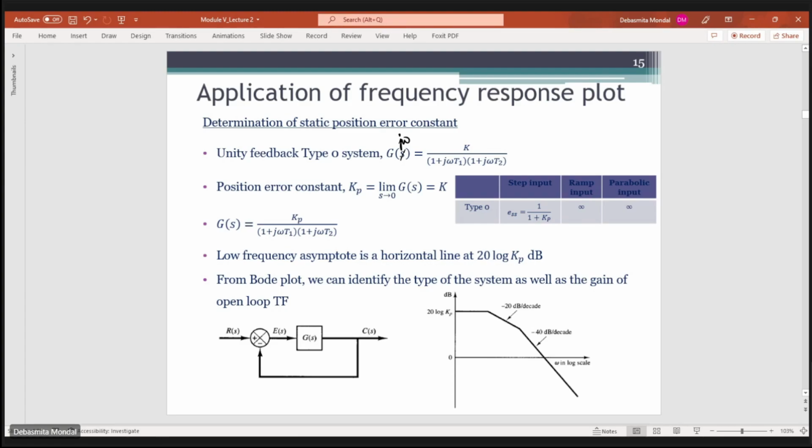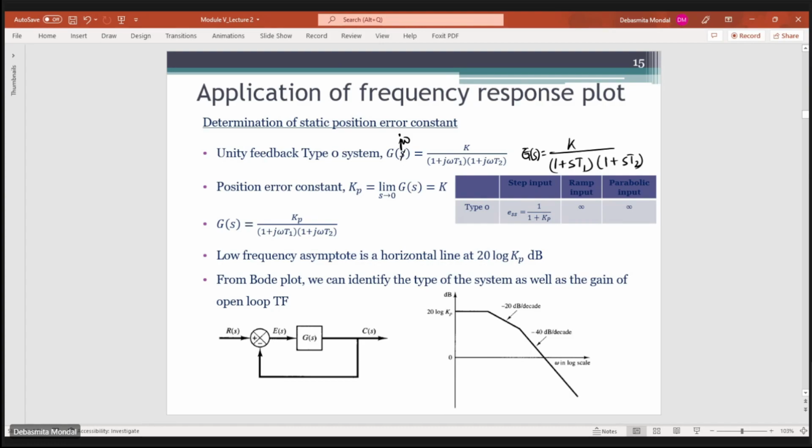Okay, so if you remember, the position error constant Kp was found by the limit as s tends to 0 of G(s), so that would be equal to K. So G(s) is K by (1 plus sT1) into (1 plus sT2). So the value of the position error constant is nothing but K.